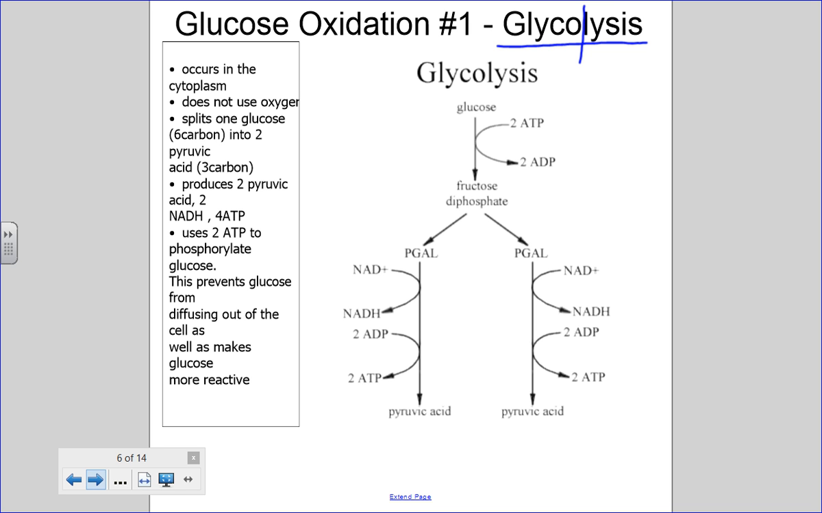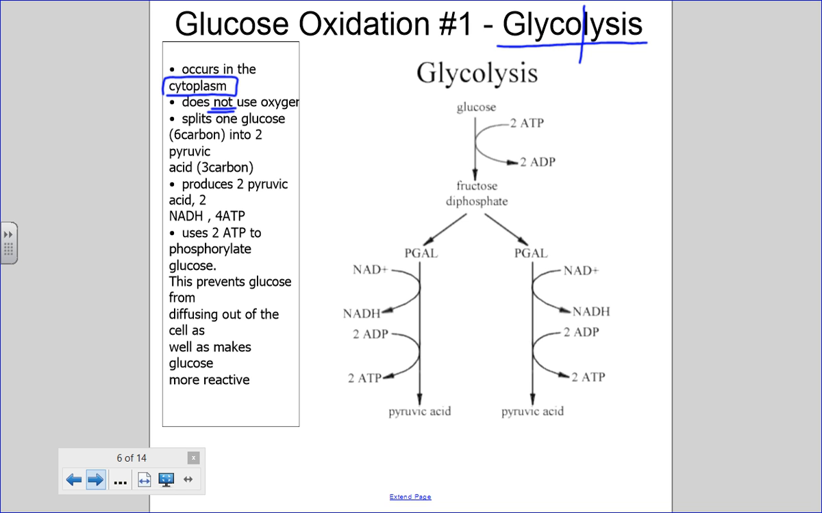So what do I know about glycolysis? First of all, it occurs in the cytoplasm. So that means I do not have to be inside of a mitochondria for this step to happen. This step does not use oxygen. So organisms that are living in anoxic conditions, or organisms that do not have oxygen available to them at that moment in time, can still do this first step. Question? Nope. Okay.